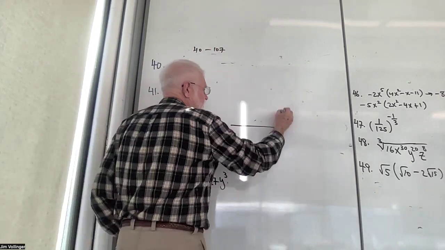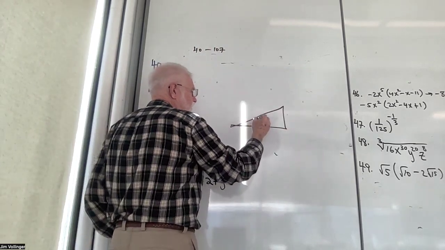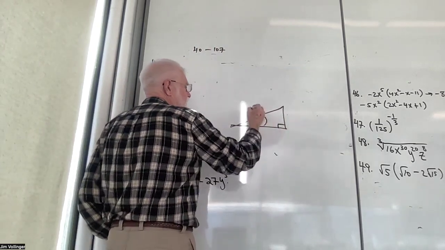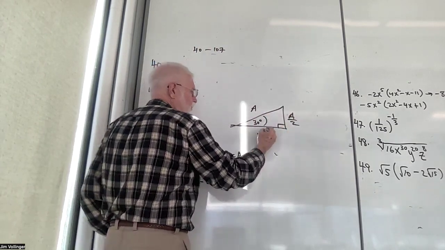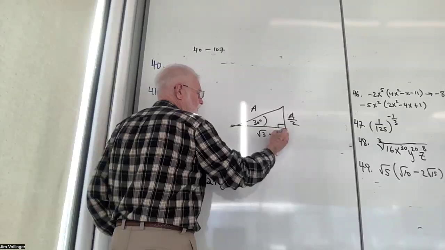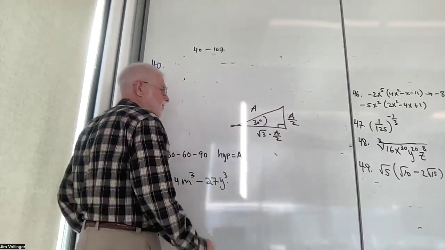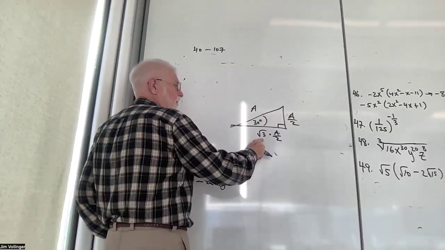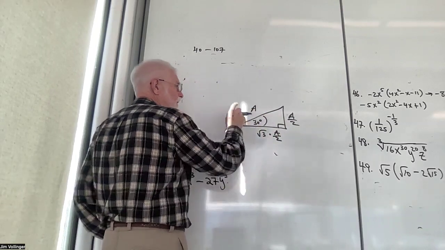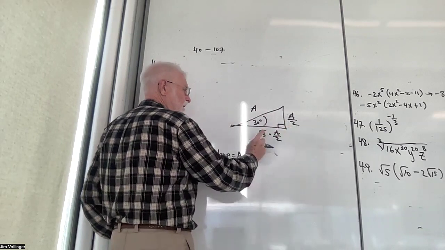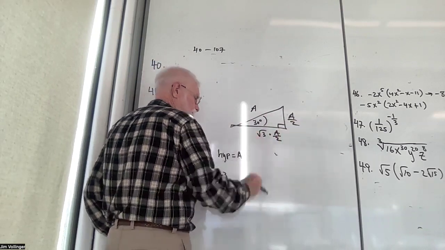So we have a 30, 60, 90 triangle. Hopefully we're getting familiar with that, with a hypotenuse of A. So that's half of A, and that's √3 times A over 2. All right, so what connects these? √3 is a factor. What connects those? 2 is a factor. You want to get bigger to smaller, divide.